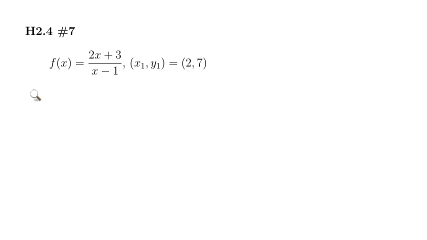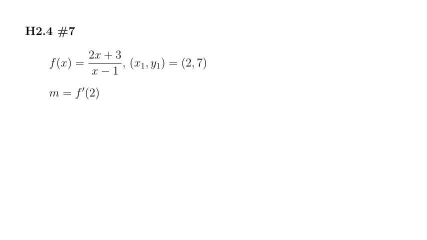Then the only other thing we need is a slope. So we want to find the slope, which I'm going to call m. So m is equal to the derivative, f prime, with the x value plugged in, in this case 2. In order to find f prime of 2, we have to know what f prime is. So let's go ahead and find f prime.